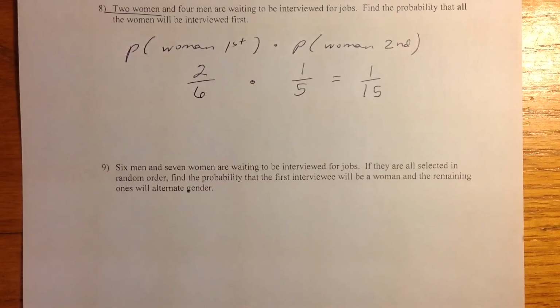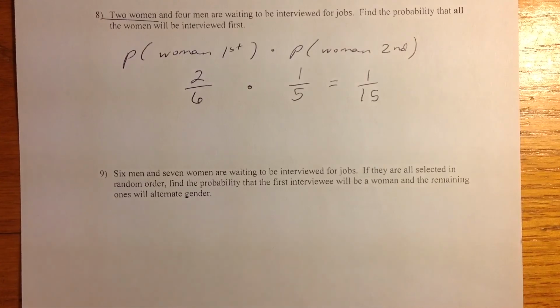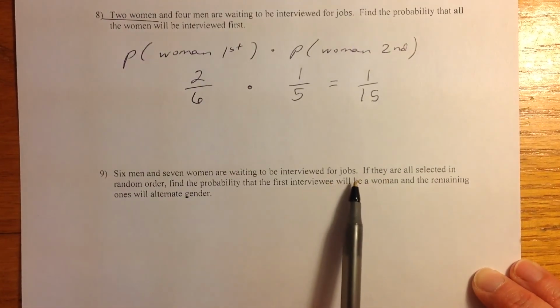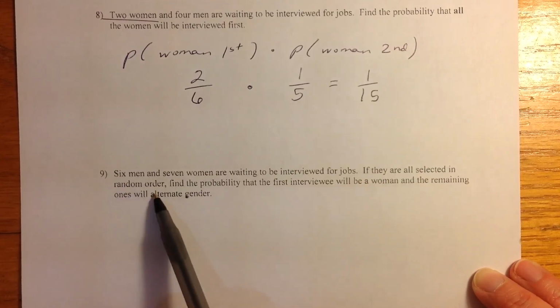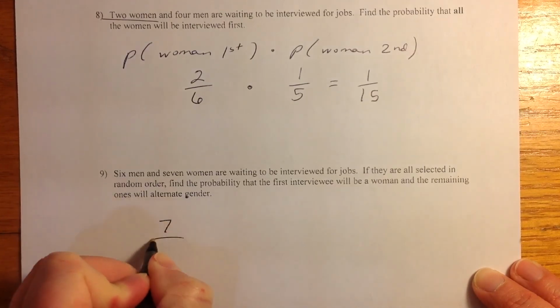All right, 6 men and 7 women are waiting to be interviewed for jobs. If they are all selected in random order, find the probability that the first interview will be a woman and the remaining ones will alternate gender. All right, so there's 2 ways you can think about it. If you want to think about it like an and problem, the first woman and the remaining ones will alternate gender. Well, if the first one has to be a woman, you could say there are 7 women out of 13.